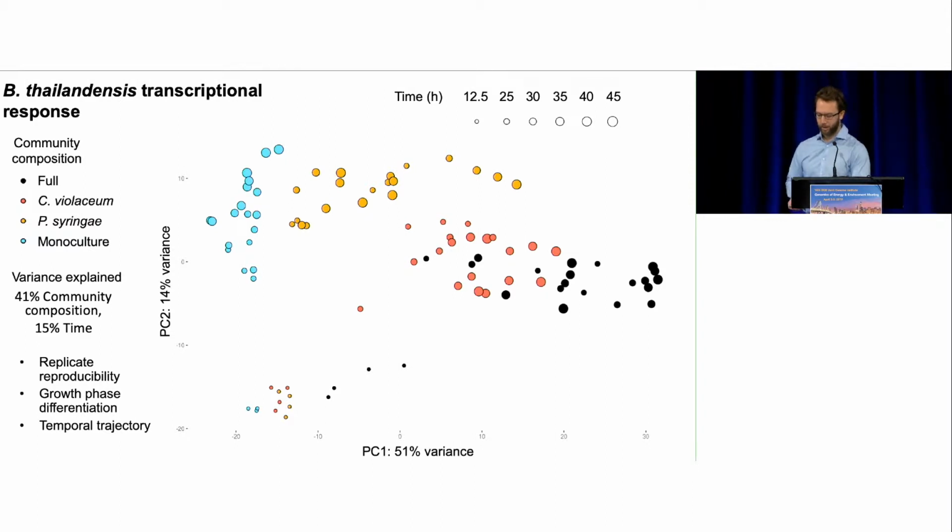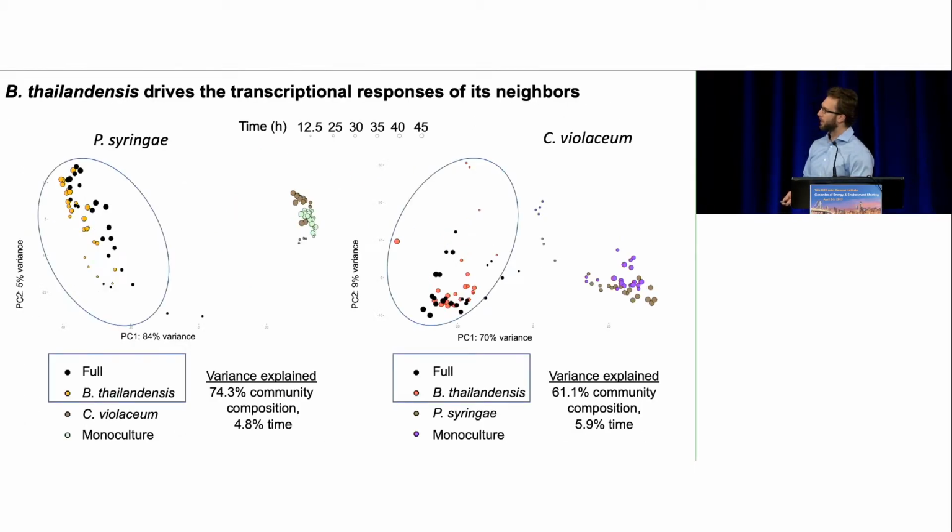What's more striking as we look at the other PCAs is that neighbors matter in terms of driving transcriptional response. What I'm showing here are the PCAs of the other 2 members in the community, Pseudomonas on the left and Chromobacterium on the right. What I'm highlighting is that the transcriptional response seems to be driven by the presence of Burkholderia.